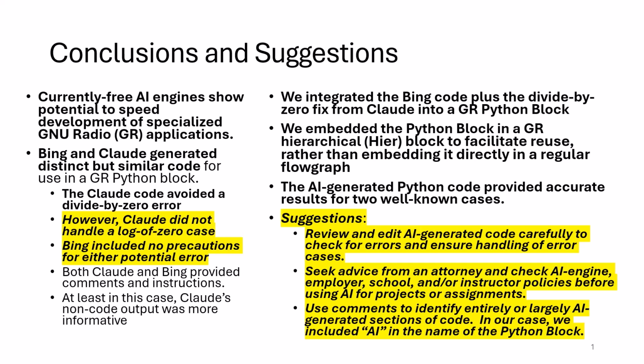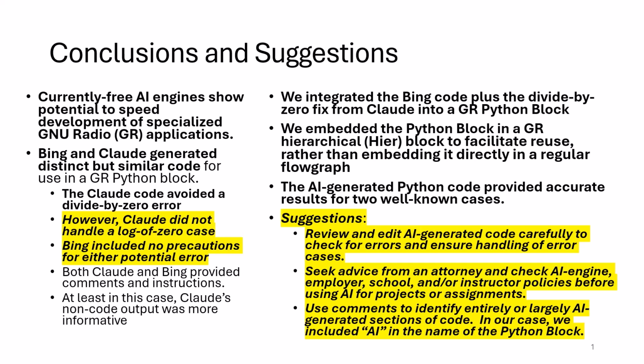Both Bing and Claude provided comments in the code as well as text explanations and instructions. Text output from both engines was useful. In this case, Claude's non-code output was slightly more informative. We were able to make a working Python block using mostly the code from Bing with a small chunk of code from Claude that prevents one potential error, and we could have hard-coded or hand-coded additional fixes, features, and comments.